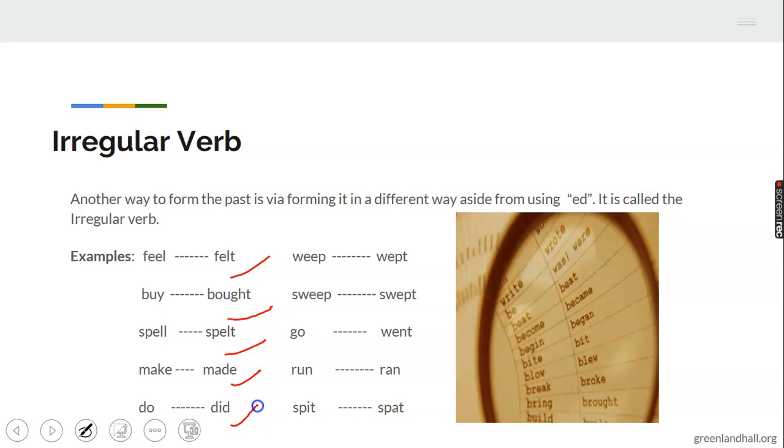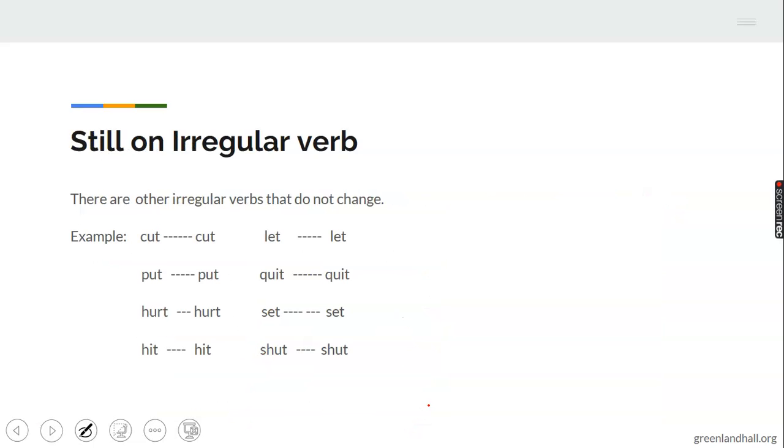Do and did. They are all irregular verbs. We have weep and wept. Sweep, swept. Go, went. Run, ran. Spit, spat. They are all irregular verbs. Irregular ways of forming their verb, unlike the regular one that you just add D or ED. So that's irregular. Now, we still have other examples under irregular verb.